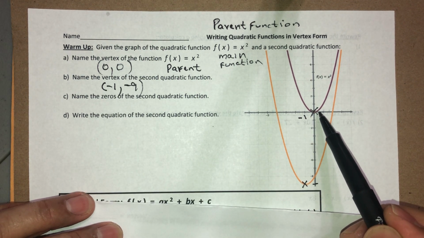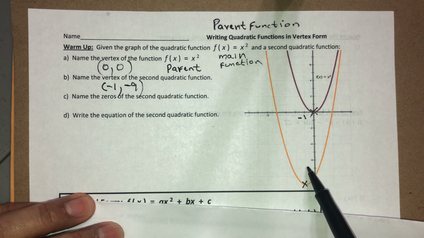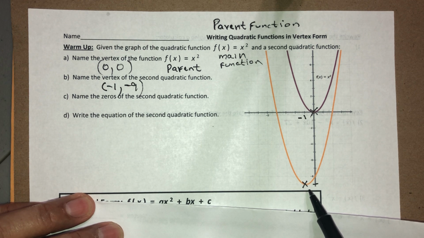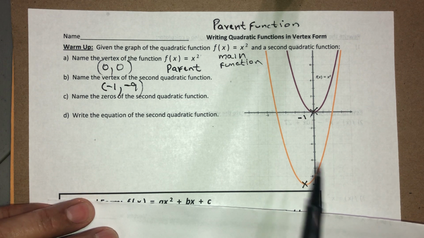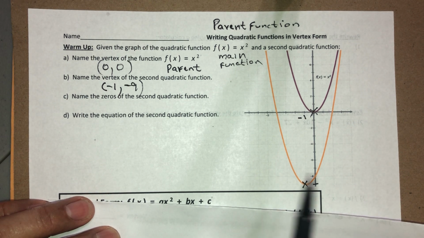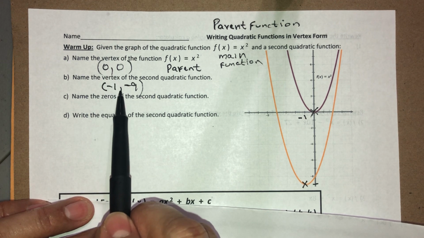So just by looking at this, what happened was this. The parent function moved one spot to the left, then it went down 9 spots. We're going to be looking at transformations next time, so get used to that. Remember, parent function. But let's concentrate on the lesson for today. Vertex of the parent function is 0, 0. Vertex of the second one is -1, -9.